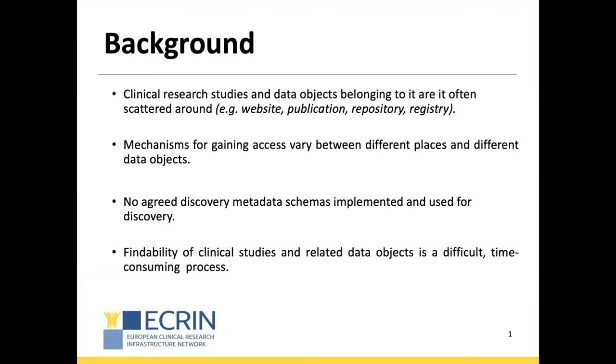The second main problem is that the mechanisms for gaining access vary between different places and different data objects. For example, some data sources can provide access to their data via API, or they can provide the possibility to download their data in CSV or PDF format, or some of the data sources do not provide anything. So you have to scrape the information from the website, which is also very problematic for researchers and takes a lot of time.